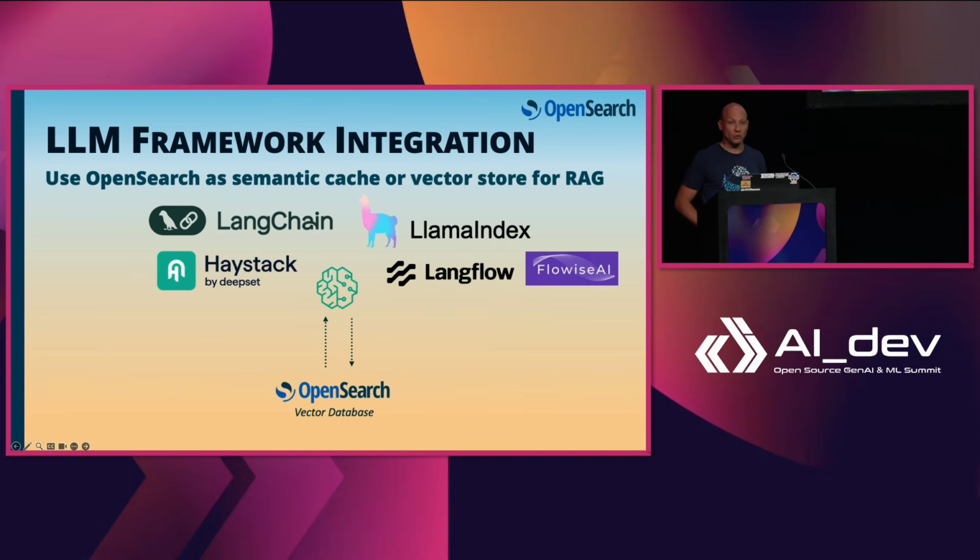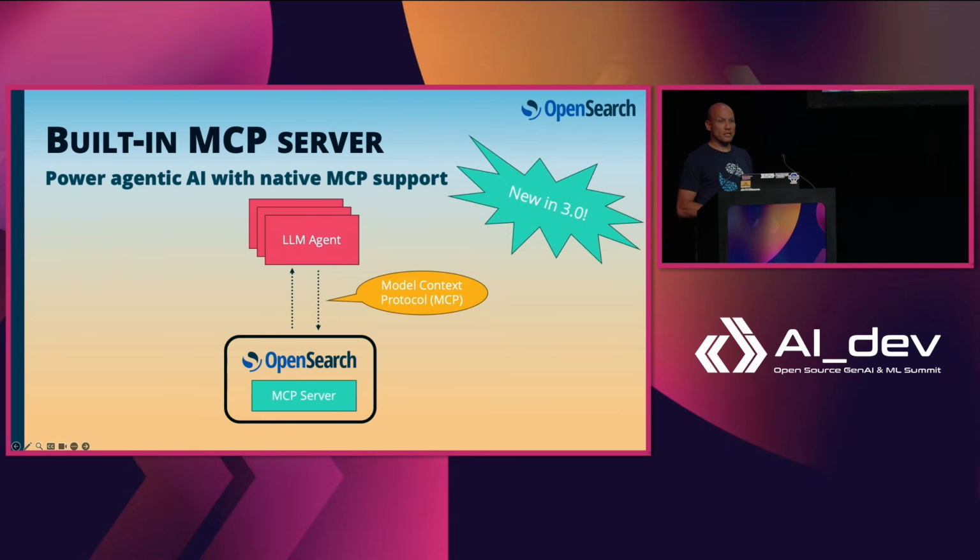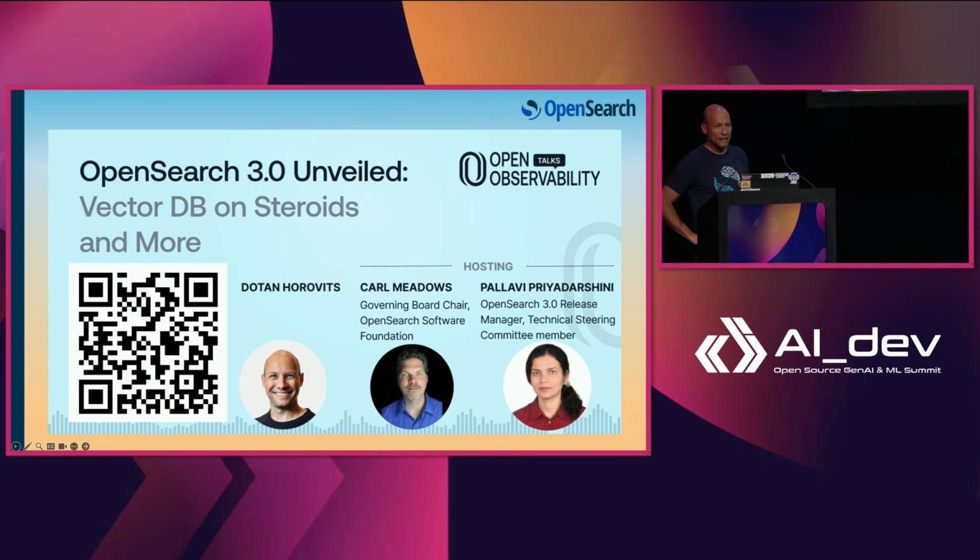Several popular LLM frameworks integrate with OpenSearch as a vector store or as a semantic cache to build knowledge-powered conversational applications, AI agents, RAG applications. You can see some of the examples here, LangChain, LlamaIndex, and others. Also, OpenSearch 3.0 introduced native MCP support, Model Context Protocol, to standardize the integration with AI agents. So if this is something that is relevant for you, and I saw many hands being raised in the air at the keynote when asked about MCP, it could be very relevant for you. And in general, OpenSearch v3 has many more goodies.